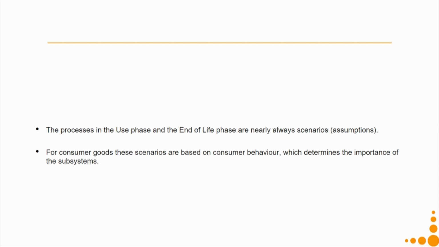So, the processes in the use phase and the end of life phase are nearly always scenarios or assumptions, because you do not know how the consumer is going to use them. For consumer goods, these scenarios are based on consumer behavior, which determines the importance of the subsystems. Say, for example, if a consumer does not switch off the air conditioner, that is one particular scenario. So, it is supposed to run for the whole day. Say there is another consumer who might just keep the windows open and run the air conditioner. So, we have very little control over that particular domain, but we can assume the best possible scenarios of usage as well as the worst possible usage scenarios and all in betweens.